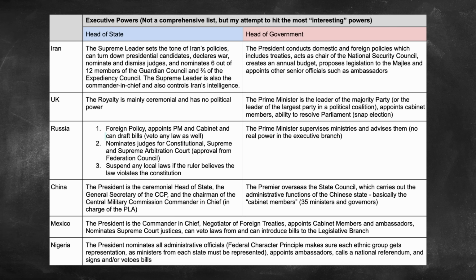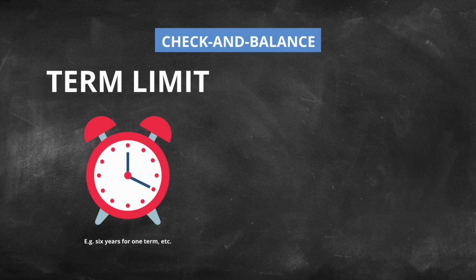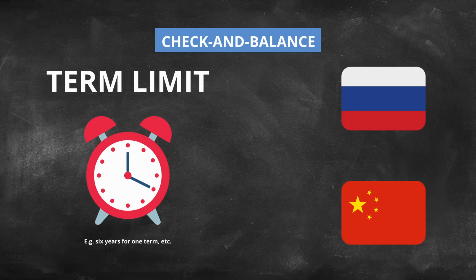However, we see how in Russia, the president has the power to draft bills. On the contrary, heads of government are involved in leading domestic policies such as in Iran and the UK. If you're used to US politics, the president of Mexico and Nigeria share similar responsibilities to the president in America. What's important about the executive branch is the existence of terms. If a country has a term limit, that also means that the individual in office cannot rerun and renew his or her term unless you're in Russia or China.